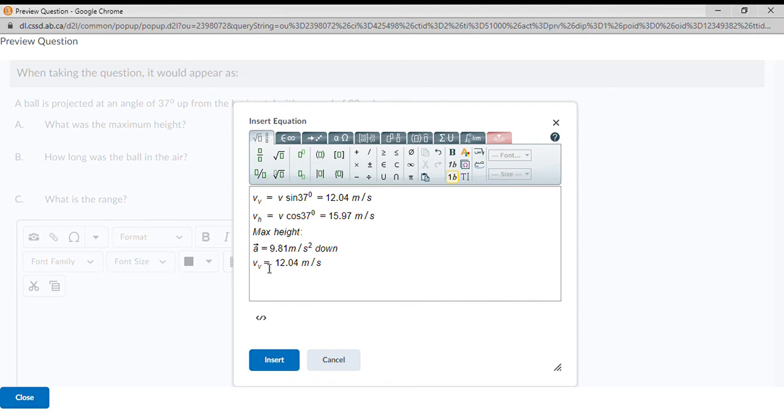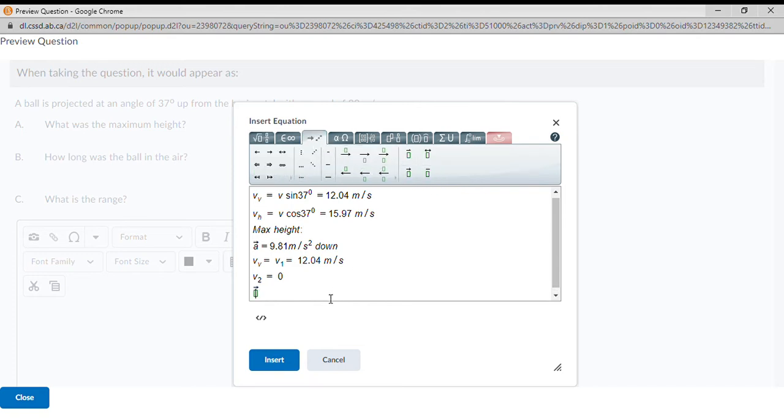What we are looking for, v, is the same as v1 in your formula, and then v2 in your formula will be equal to 0. And what we are looking for is the displacement, which is a vector quantity and will be displacement.